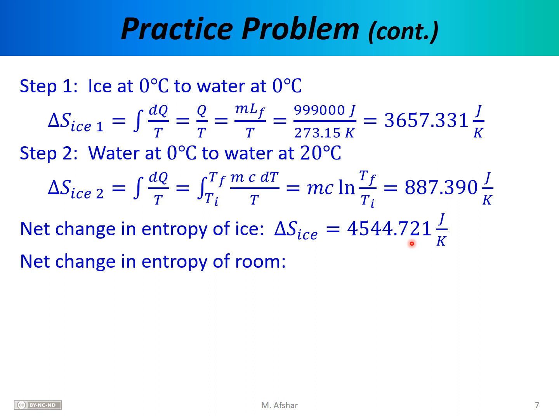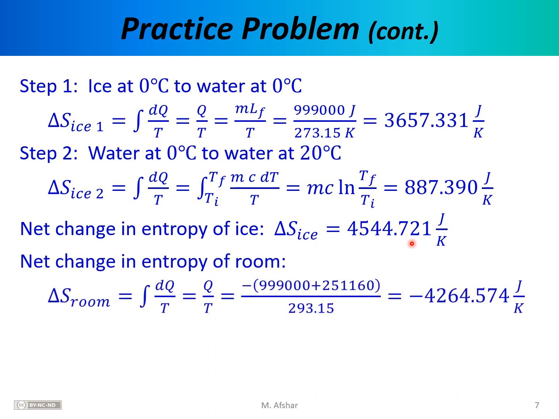We can now turn to the room. The net change in entropy of the room is given by the usual formula, integral of dq over T. Recall that we're thinking of the room essentially as the environment, as everything outside of the ice. So we're talking about a very large system. For such a large system, the temperature does not change. So T is a constant, which means we can bring it out of the integral. The integral of dq gives us Q.